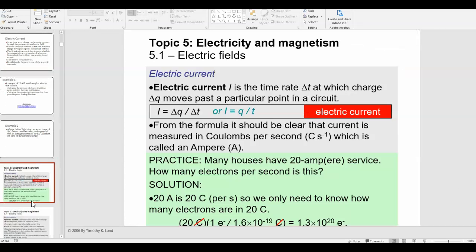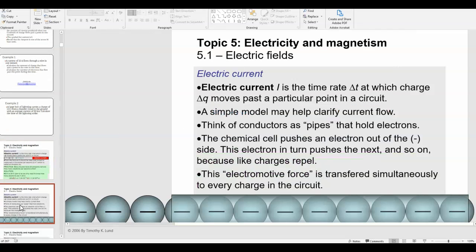Okay, so now that we know what current is, this is just another slide with the definition of current. We're going to use an analogy throughout this unit where we analogize electric circuits to water flowing through a pipe. If you imagine a conductor as a pipe that holds electrons, the moving electrons that constitute the electric current would be like water flowing through a pipe, and the faster the water flows, the faster the current. Just like in a wire, the faster the electrons flow, the faster the current.